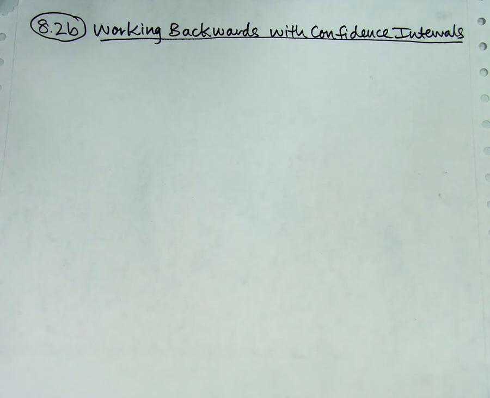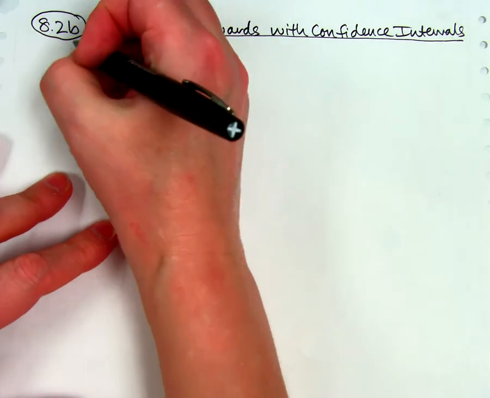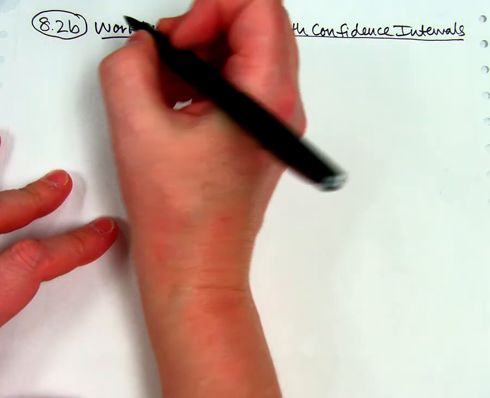Hello, stats class. Here is lesson 8.2b, which is talking about working backwards with confidence intervals. But before we get to the working backwards, I want to remind you of a couple other things. So let's just recap where we're at.